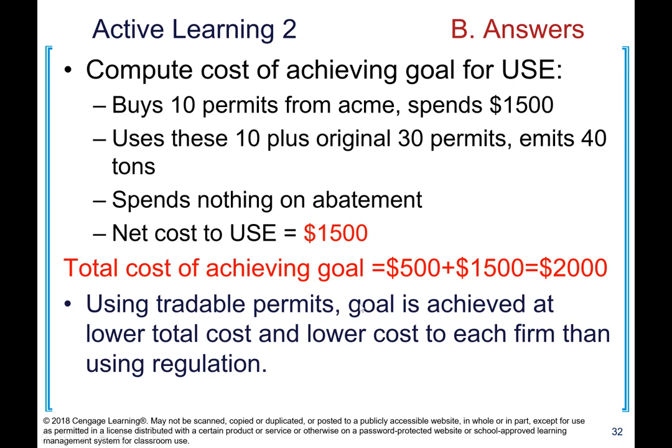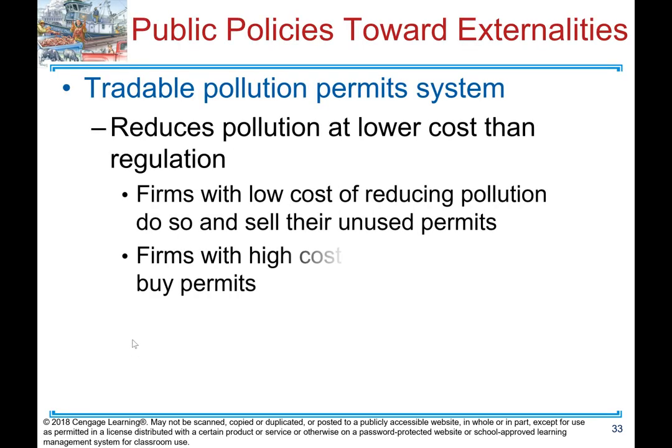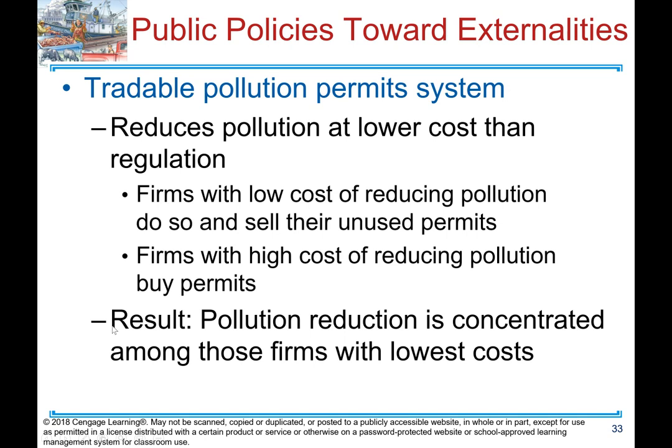Using tradable permits, the goal is achieved at lower total cost, and at lower cost to each farm, than using regulation. A tradable pollution permit system reduces pollution at lower cost than regulation. Farms with a low cost of reducing pollution do so and sell their unused permits. Farms with a high cost of reducing pollution buy permits. The result: pollution reduction is concentrated among those farms with the lowest costs.